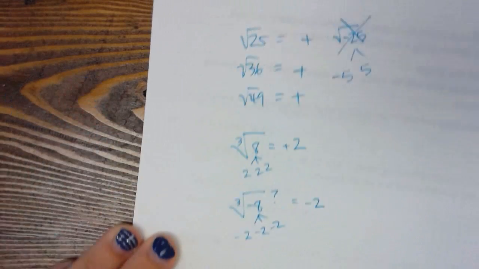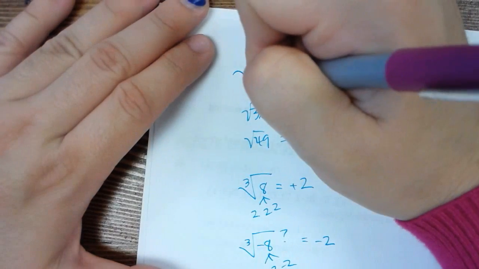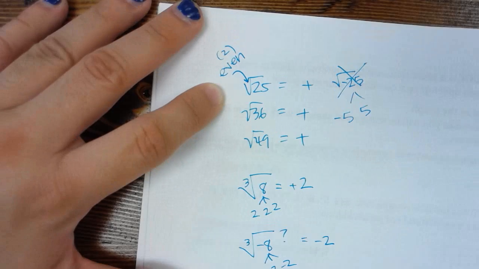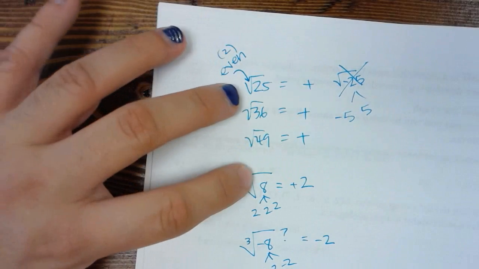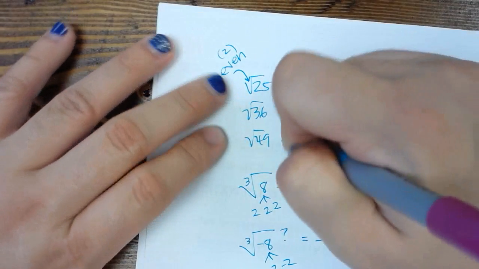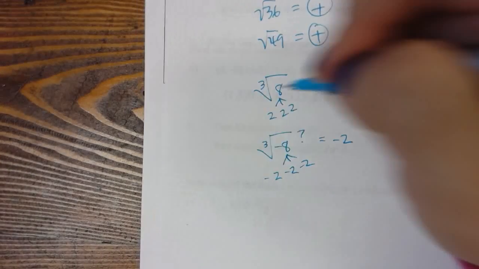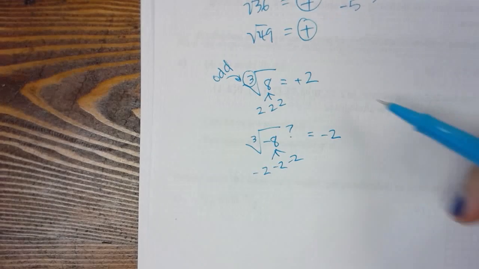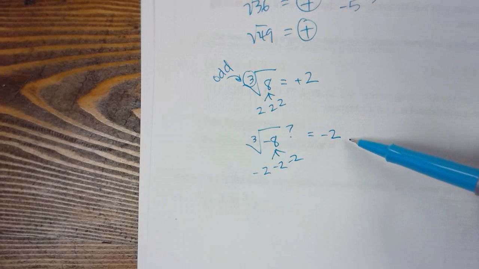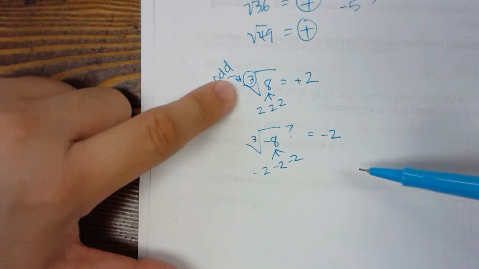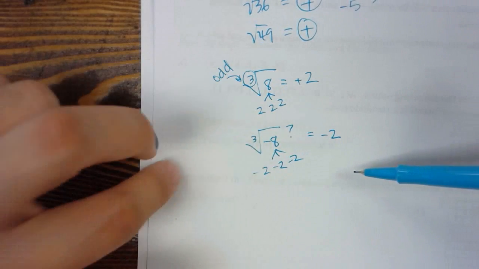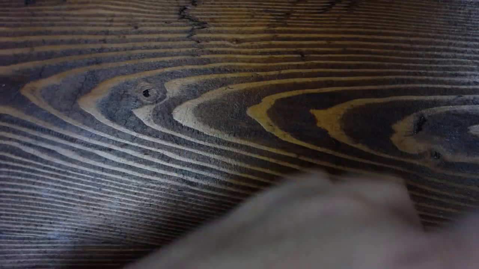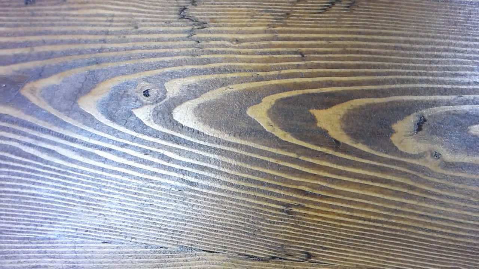What I'm trying to say here is if you have an even index, because the index here is 2, you have an even index, my answer has to always be positive. If you have an odd index, it could be positive, but it could also be negative. So with the odd index, it doesn't matter if we have a negative or positive solution. Now that's going to be the first qualifier if I need absolute values.